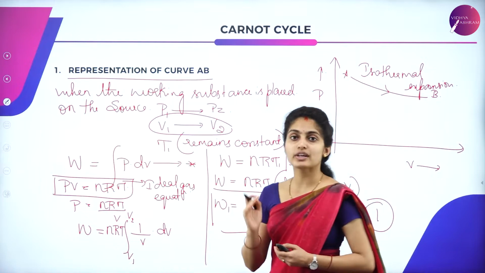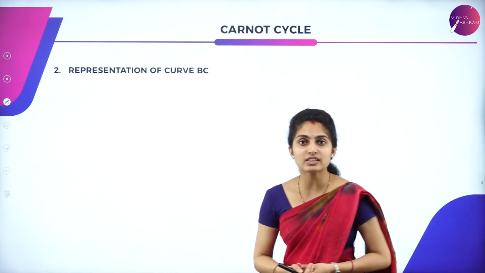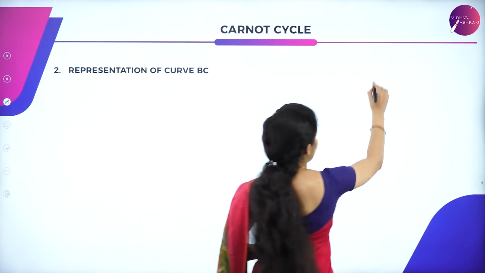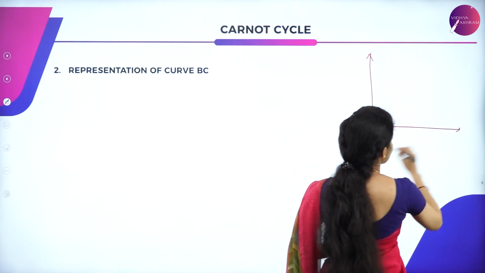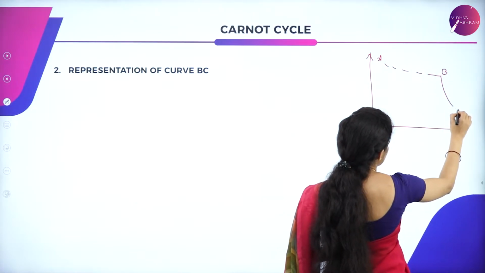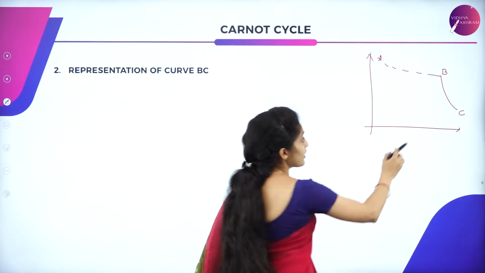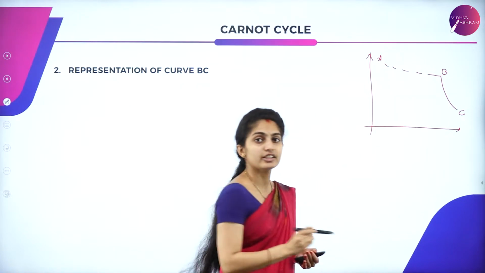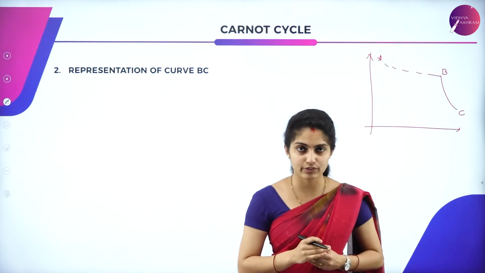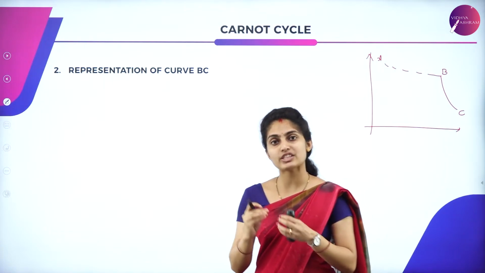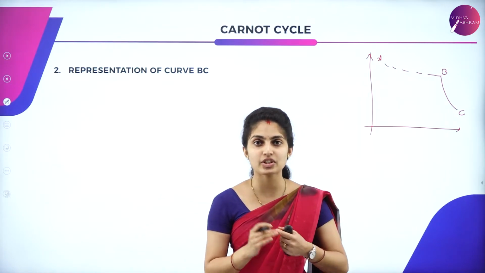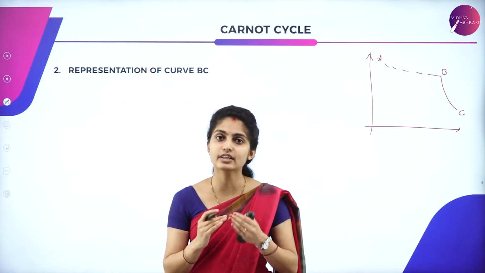Okay, so let us move to the second step, that is the representation of curve BC. Here we have the PV diagram. This was our AB. This will be our BC. The complete solid line, whichever I have drawn here, we are working on that line. The rest of the dotted lines are the previously done graphical representations. It's not necessary for each and every step to give this graphical representation. You can give an overall graphical representation either at the beginning or at the end. Usually we give it in the beginning.